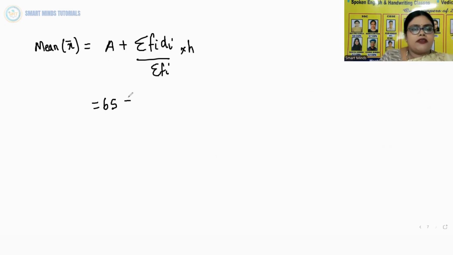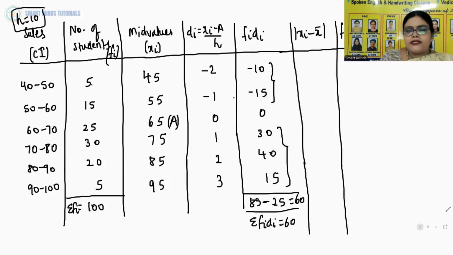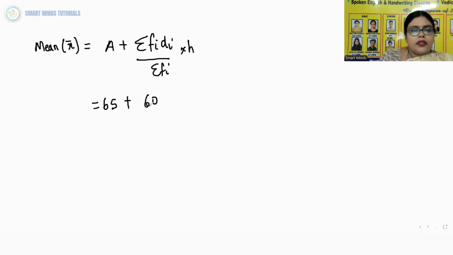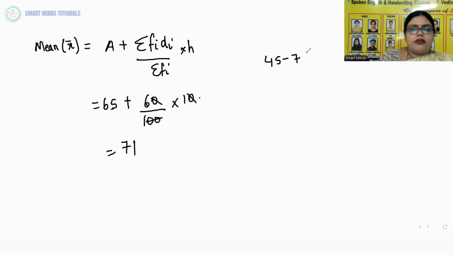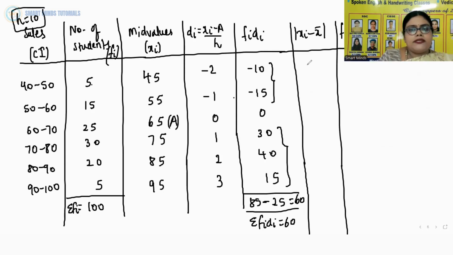A we have taken as 65. Now sigma Fidi is 60 by 100 into 10. Two zeros cancel. 65 plus 6 is 71. So you got the mean as 71. Now from each xi, we subtract 71. What is 45 minus 71? Let us do 71 minus 45. Borrow: 1 becomes 11, 7 becomes 6. 11 minus 5 is 6. This is 26. So we get 26 here.